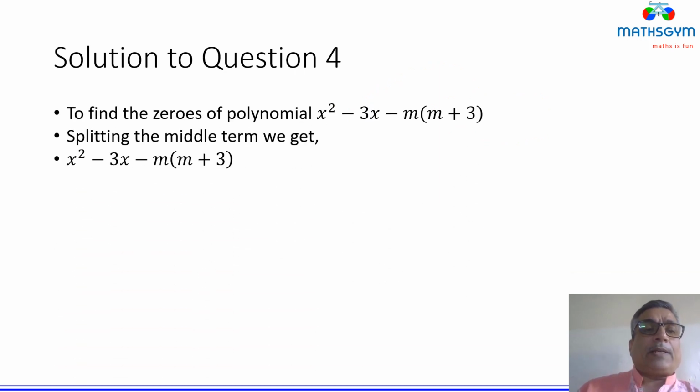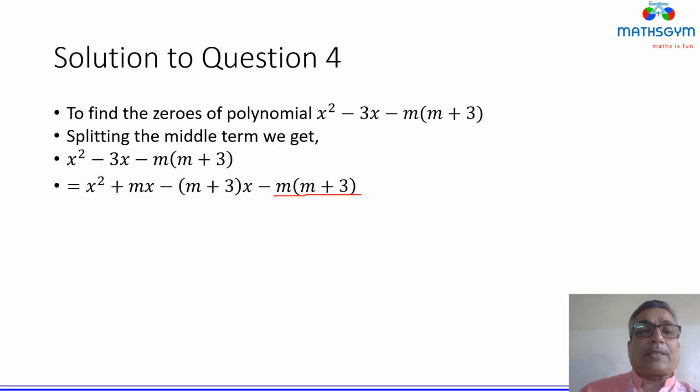So when we split the middle term, see x square minus 3x minus m times (m plus 3) shall become x square plus mx minus (m plus 3) times x, and minus of m into (m plus 3) is the third term which remains as it is. Please take a look at what we have done. We have basically split this middle term, utilizing the third term out here, into mx and (m plus 3)x.